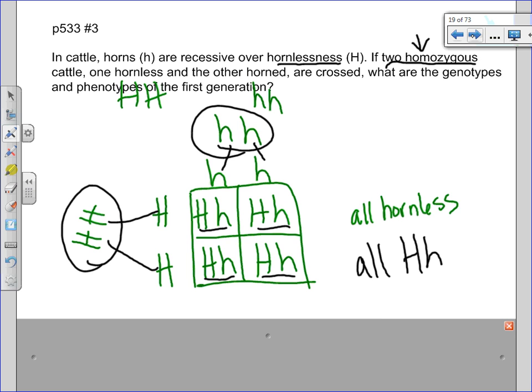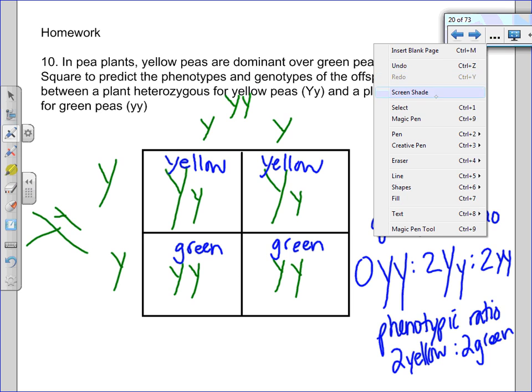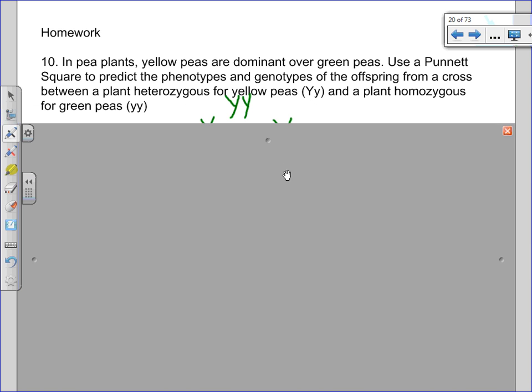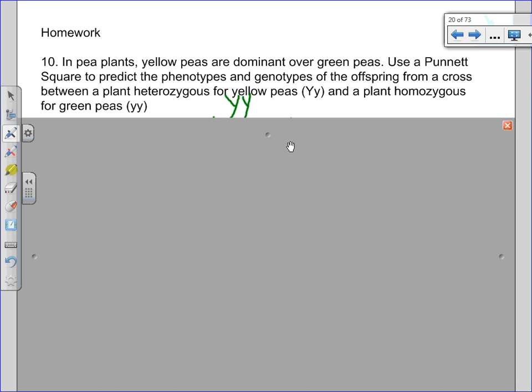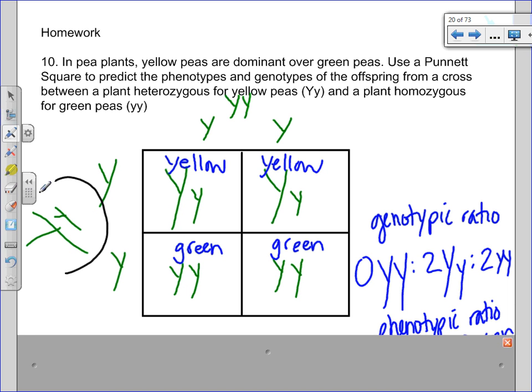That's number 3. The next one was number 10. Number 10 said in pea plants, yellow peas are dominant over green. Use a Punnett square to predict the phenotypes and genotypes of the offspring from a cross between a plant that's heterozygous for yellow, so big Y, little y, and a plant that's homozygous for green, little y, little y. So this is what the Punnett square looks like. Big Y, little y, little y.